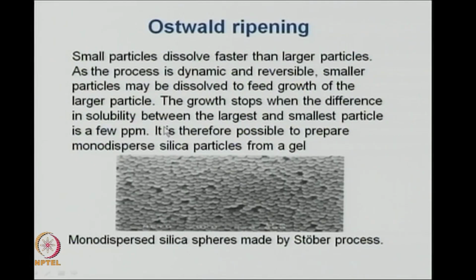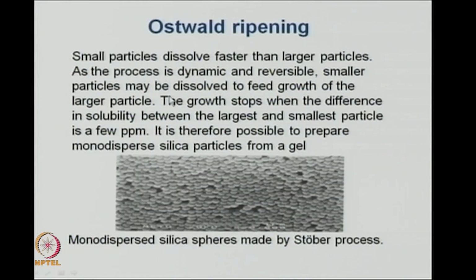And what happens in aging? You have small particles which dissolve faster than larger particles. This is also called Ostwald ripening. So, you will have small particles which are dissolving or joining with larger particles to grow bigger and bigger particles. As time proceeds, the smaller particles will disappear and the larger particles will grow.